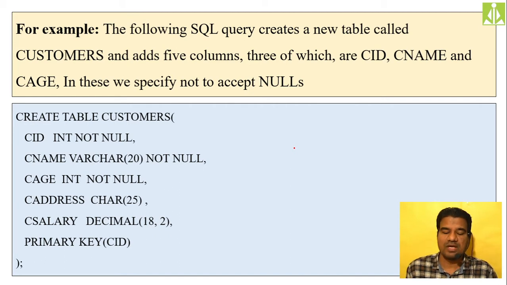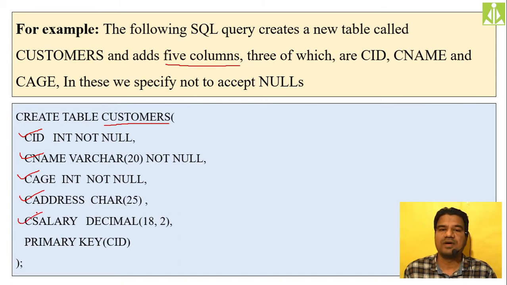So just see over here, we are creating a new table with the name customers. Customers is my table name. And in that I'm having five columns. What are they? Customer ID, CID stands for customer ID. Then CNAME stands for customer name. CAGE stands for customer age, customer address, customer salary. Likewise, I am creating five fields, five columns in my table.